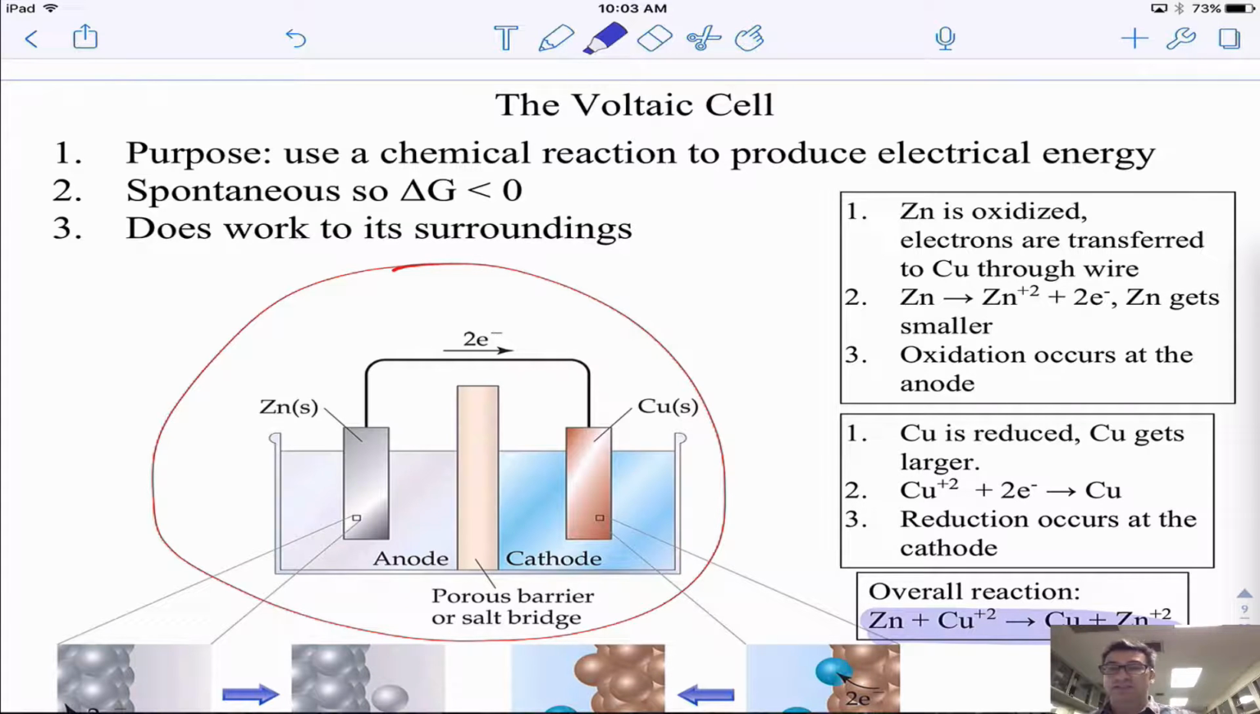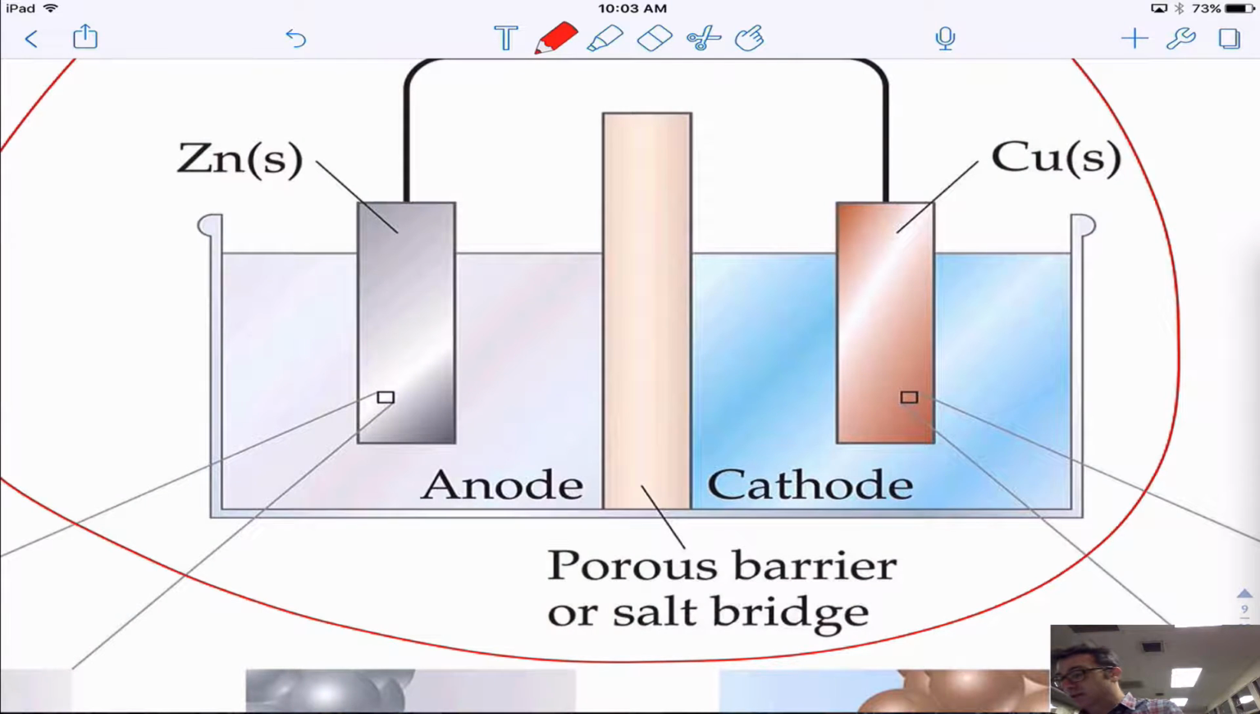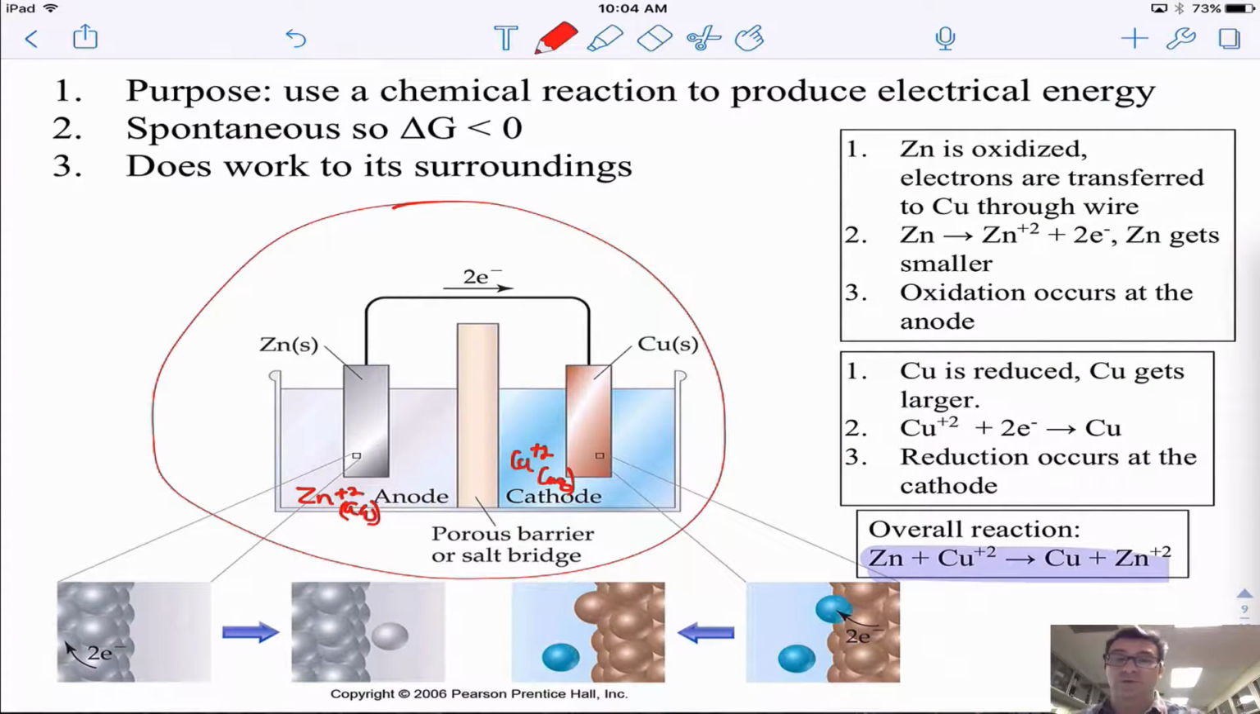And we can see that the zinc is being oxidized. So the zinc is turning into Zn+2 ions. What's not shown here is that in this diagram, we have solid zinc floating in Zn+2 ions, and these are aqueous. The copper is floating in Cu+2 ions. Notice they made it blue for effect. Copper normally is a blue ion when it's in water.